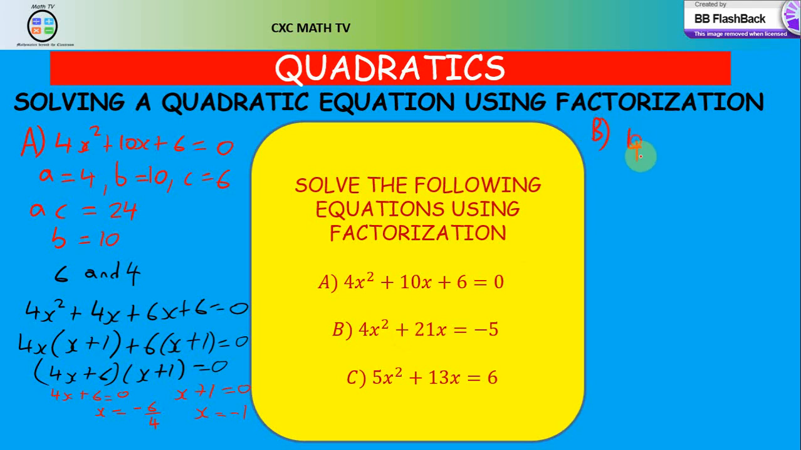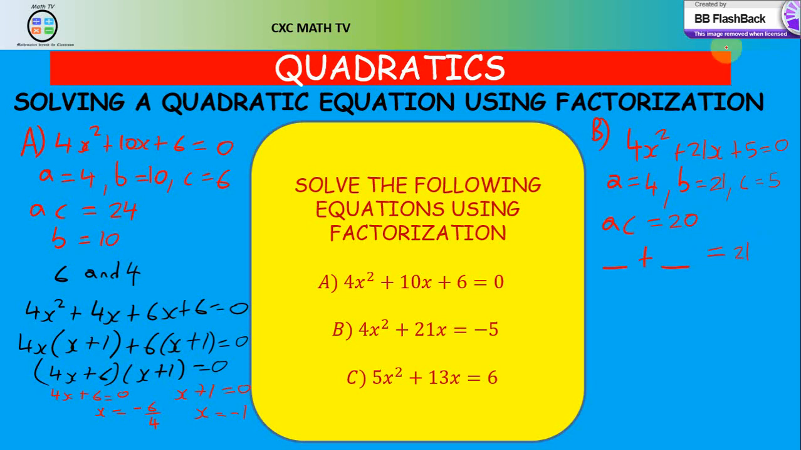For part B, we have 4x squared plus 21x. We have to bring over the negative 5 to put plus 5 equal to 0. From that, what do we do next? Write down A, write down B, and write down C. Then we work out A times C, 4 times 5 is 20. Then we ask ourselves which two numbers, when we times them, we get 20, but when we add them we get the B value, 21. That must be what? When we times 4 and 5, we get 20, but when we add them, we get 9.